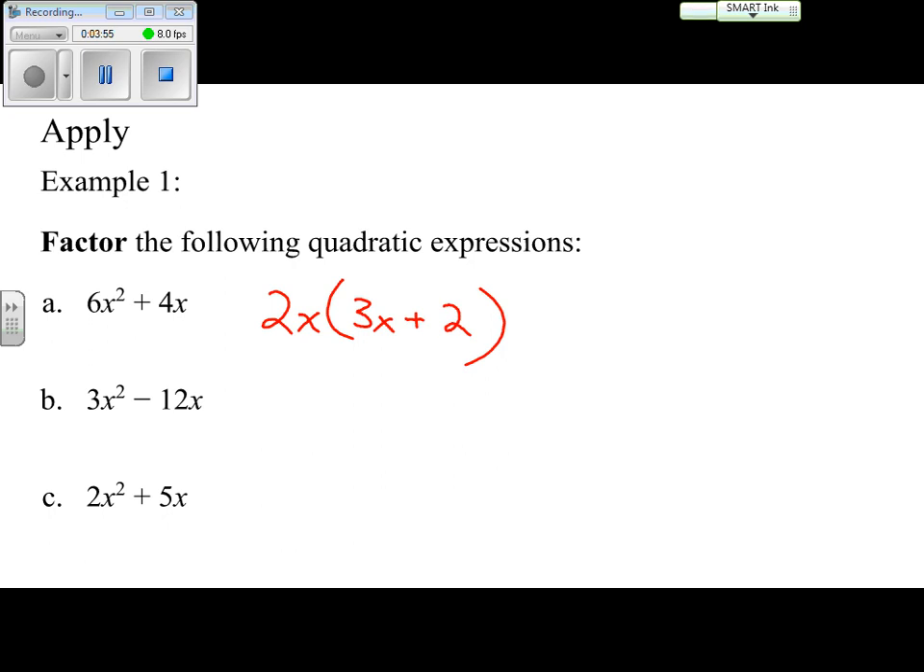Now we can check our work by doing a little bit of FOIL. So I'm going to multiply this 2x times the first term, the 3x, and times the second term, the 2. Well, 2 times 3 gives me 6, and x times x gives me x squared. So I have 6x squared. And then I'm going to do the 2x times the 2 here. So I have 2 times 2, which is 4. There's no x's to be multiplied other than the one that was originally there, so we have 4x. And that gets us back to where we started. So in blue, this was the check, but my original monomial factor was everything I had in red here.